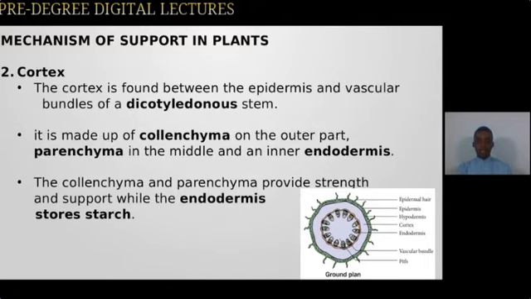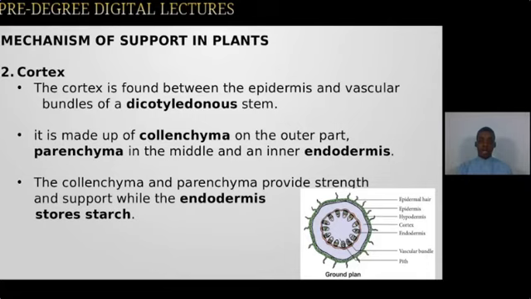Now beneath the epidermis, we find the region called the cortex. So it is between the epidermis and the vascular bundles, particularly in dicotyledonous stems. The cortex is made up of collenchyma on the outermost part, and then parenchyma in the middle region, and the innermost area is the endodermis.